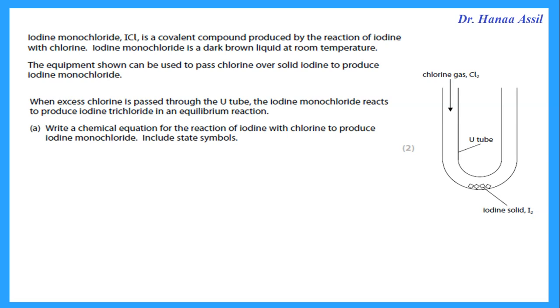So what are we reacting? We're reacting chlorine with iodine. Of course, each of these are diatomic, so iodine plus chlorine, and we are told it will give ICl. First of all, we need to balance, and we are required to give state symbols. We are told already that the iodine is a solid, the chlorine is a gas, and up there in the question it says that the iodine monochloride is a dark brown liquid.